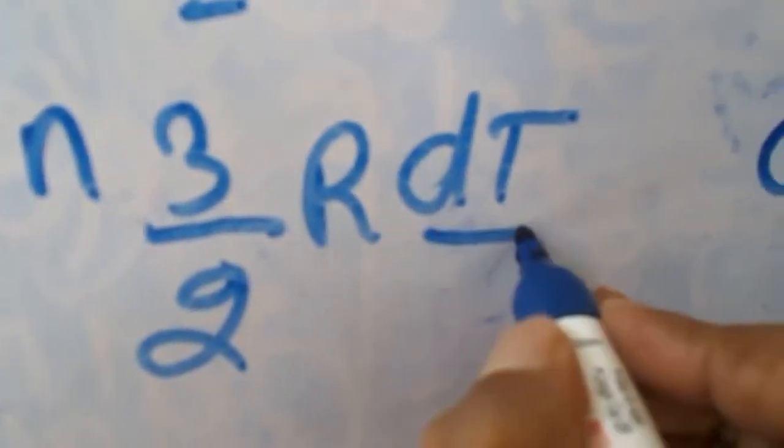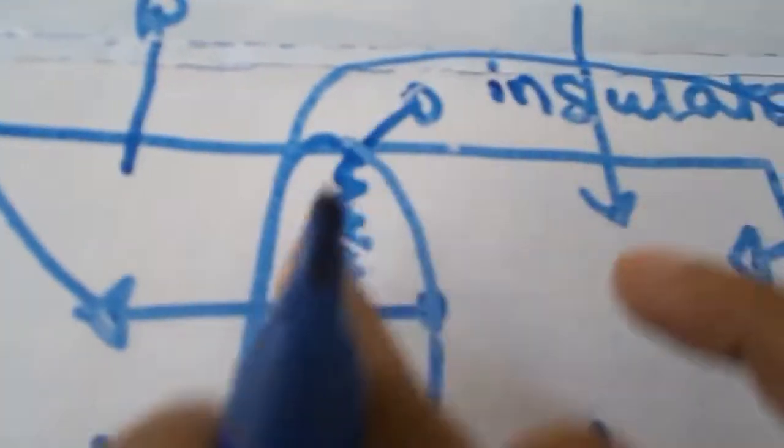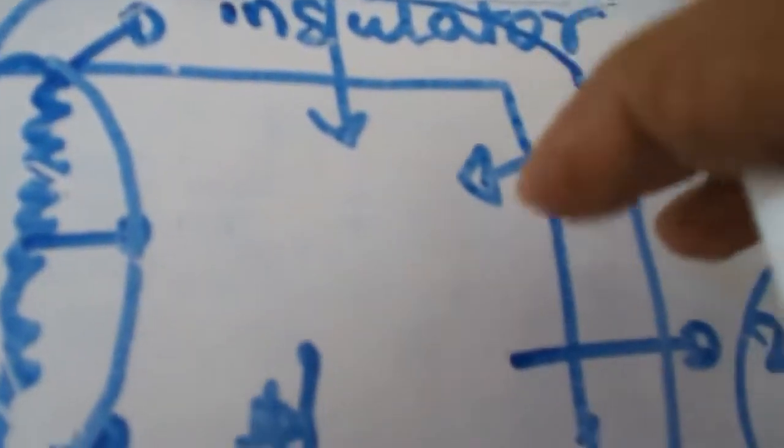So I write n times 3 by 2 R dT. Here n is constant and R is constant, because there is no flow; mass cannot pass through, as everything is closed and insulated. So mass cannot come in or go out, and this is equal to T2 minus T1.